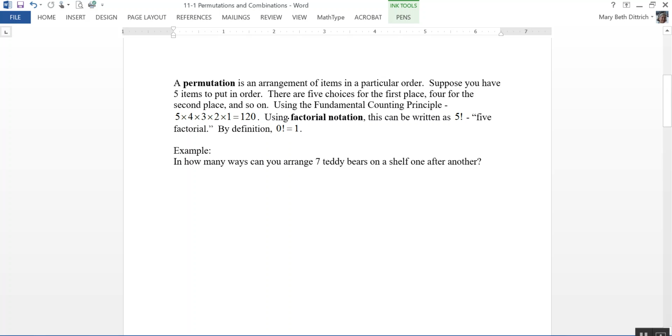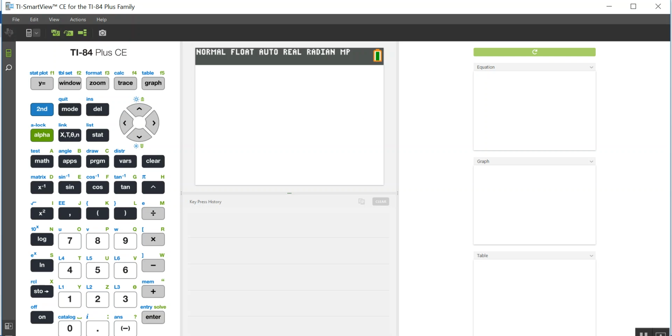So here's an example. In how many different ways can you arrange 7 teddy bears on a shelf, one after another? In the first spot, you have 7 choices of teddy bears, so you place 1 there. Then you have 6 teddy bears left, so you have 6 choices for the second spot, and so on. So this would be 7 factorial, which is equal to 540. Now, how did I know what that was? You can actually do this on your calculator. Let's take a look at that.